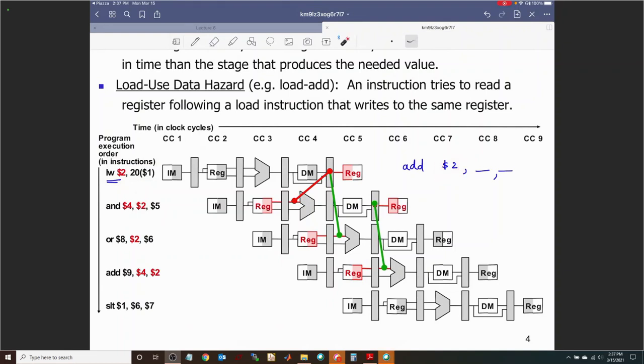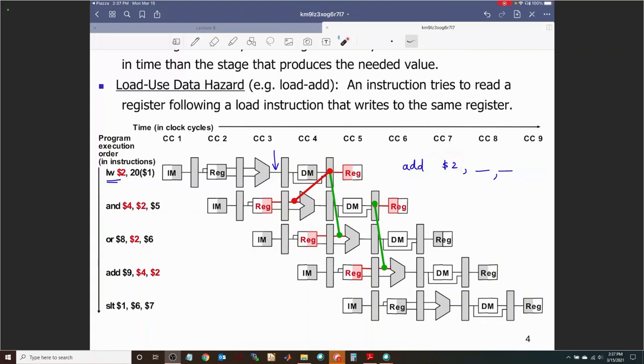Well, if you are doing an add instruction, then it is ready right here, right? So as soon as you get done with the ALU, you have the contents to be written to $2, which means that you could forward that, right? So things could be forwarded because of that situation.